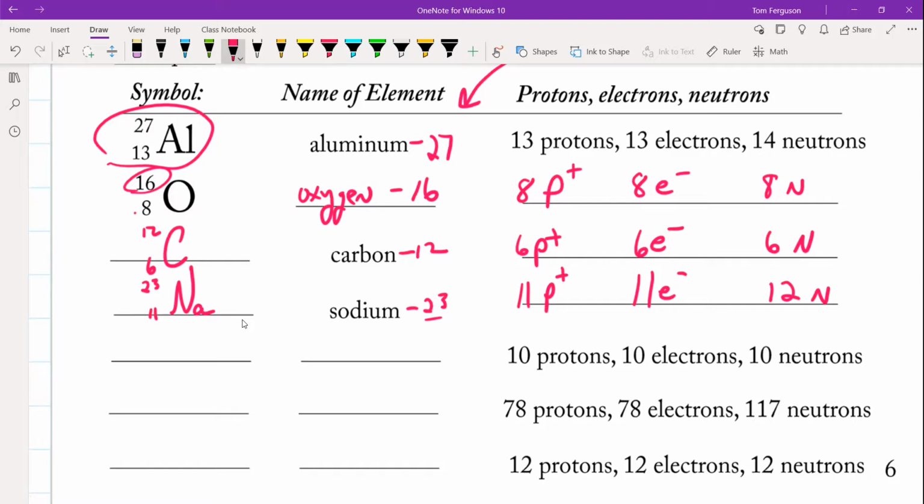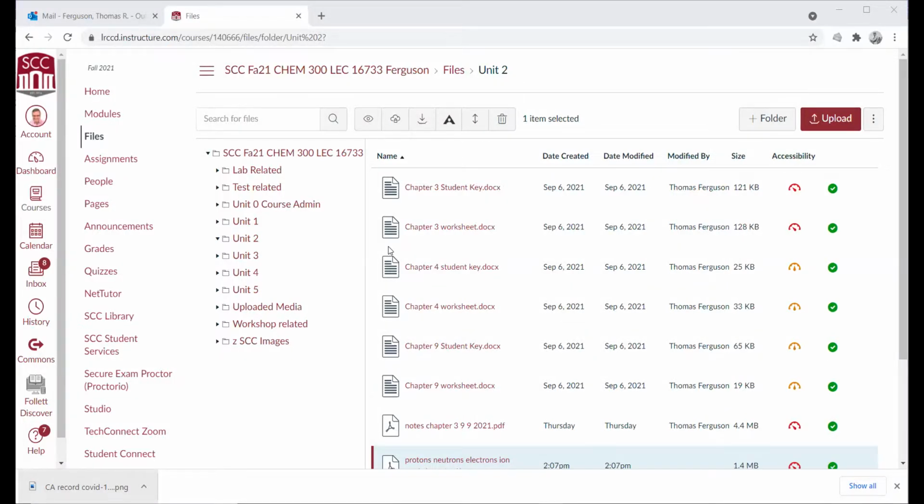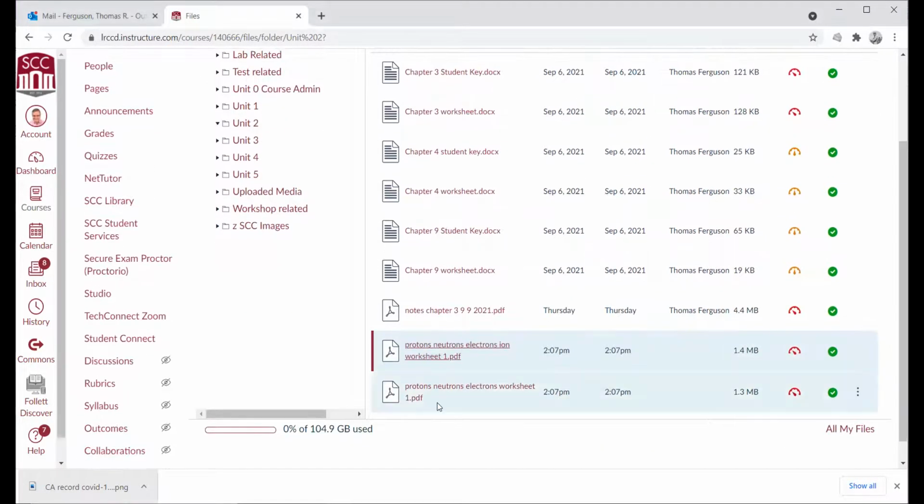Now, the 2 worksheets I gave you, one is on neutral atoms and the other is on ions. They'll give you about 40 of these to do, with the answers on the flip side. The chapter 3 and chapter 4 worksheets are posted with their answers. If you go to modules, let me show you. These are the worksheets I'm talking about.